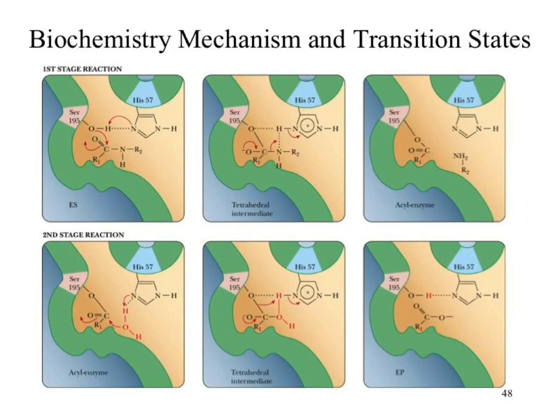Histidine was what type of amino acid? It was polar and basic. Histidine is polar basic. So what does it do? It shares its electrons with the hydrogen of our serine molecule.